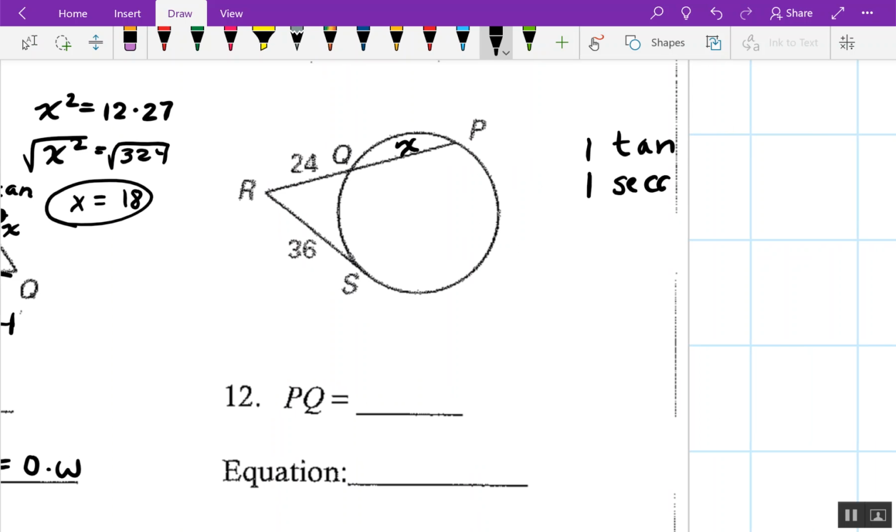Tangent and secant. A secant is an extended chord, right? So it's a secant. So the equation would be tangent squared equals outside times whole. Ooh, not tangent 2. How do we read that? Squared. Tangent squared.